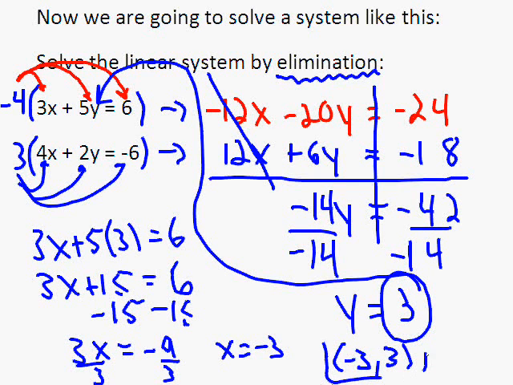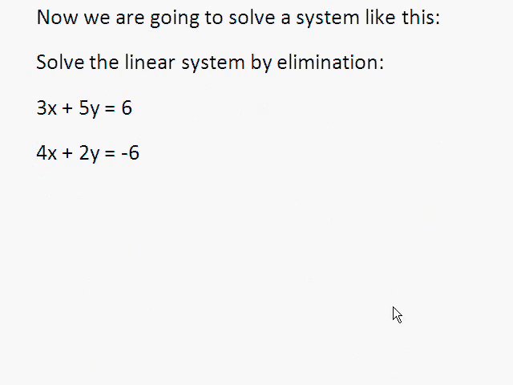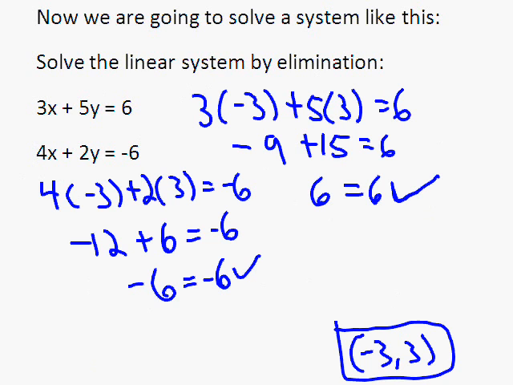You should check your solution. I'm going to pause the video, or rather you pause the video, check your solution, and then press play when you're ready to see it worked out. I checked both solutions and found out negative 3, comma 3 is indeed our solution.